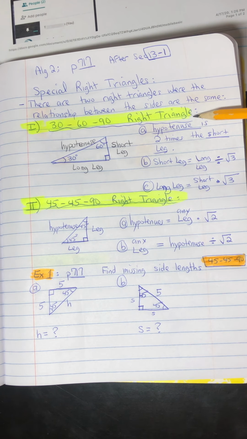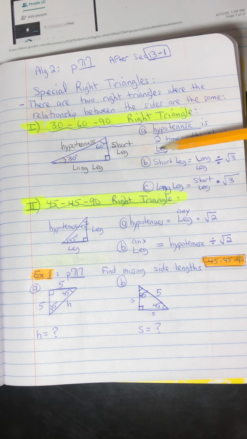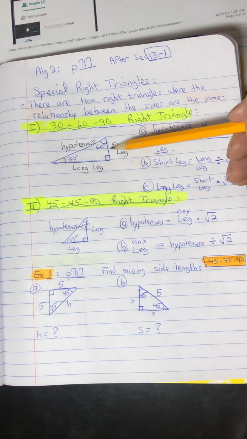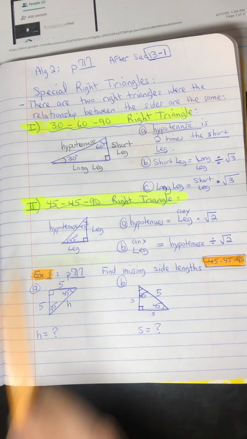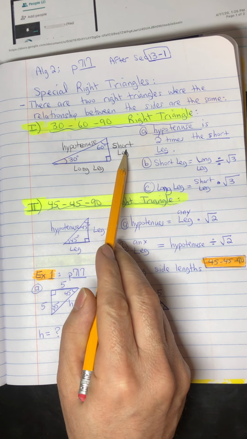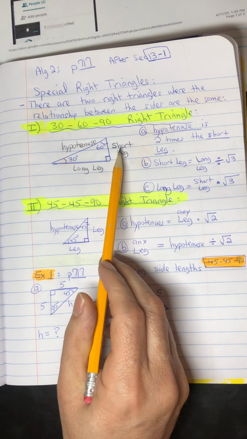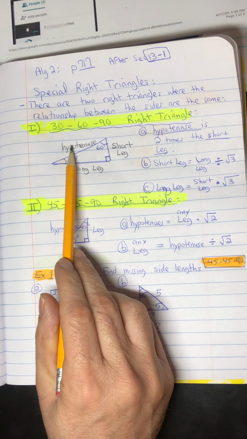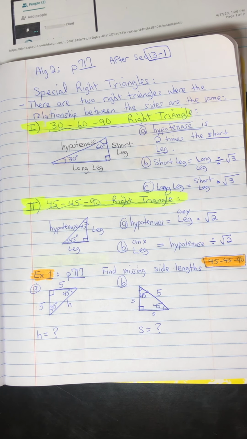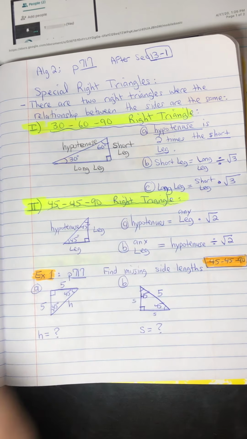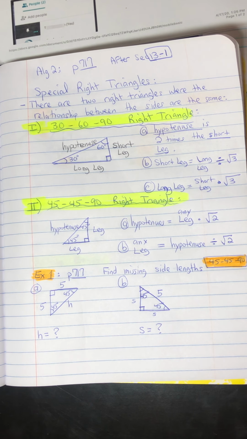Here are the relationships between the side lengths of all 30, 60, 90 triangles. The hypotenuse is 2 times the short leg. So if you know the short leg, to find the hypotenuse, you just multiply the short leg by 2. What if you know the hypotenuse? How would you find the short leg? Well, you do the opposite. You divide the hypotenuse by 2. It makes sense, because if you're starting with the short leg and you want the hypotenuse, isn't the hypotenuse bigger? So shouldn't you multiply by 2 to get it? And that always works with 30, 60, 90 triangles.